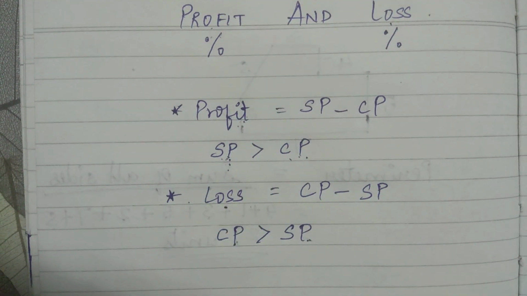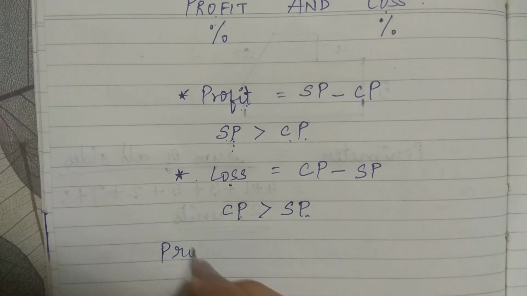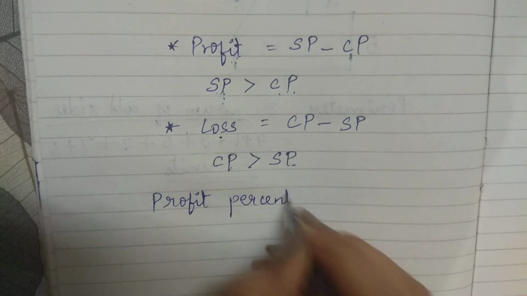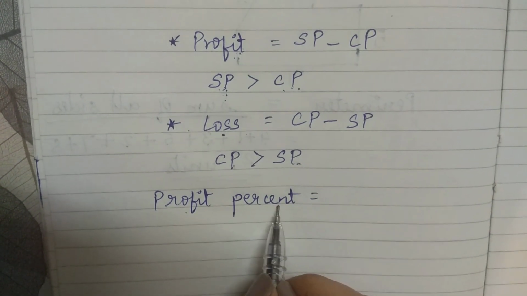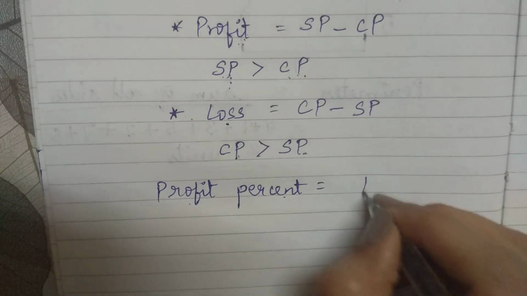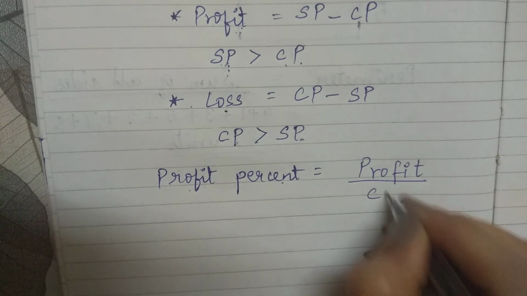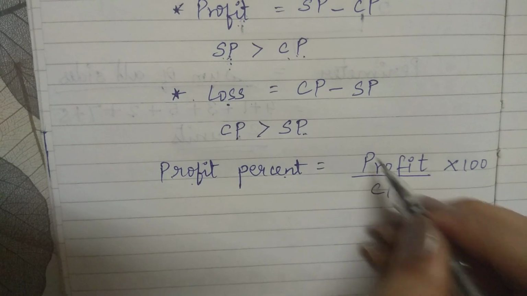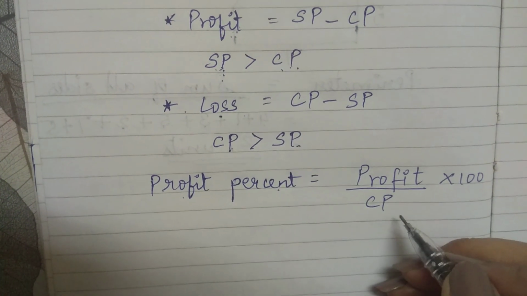So how to calculate the percentage? Let us see that. Now profit percent. Obviously if it is a profit percent, the formula goes like this: profit upon cost price multiplied by 100. Now this is the basic thing which we know when we calculate a percent.